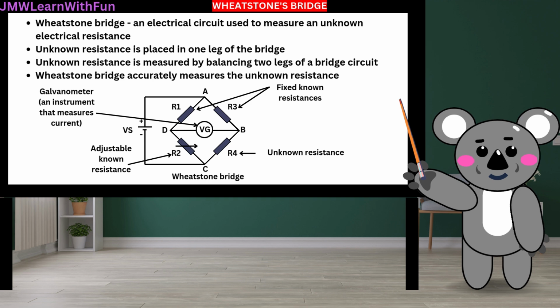Wheatstone Bridge, an electrical circuit used to measure an unknown electrical resistance. Unknown resistance is placed in one leg of the bridge. Unknown resistance is measured by balancing two legs of a bridge circuit. Wheatstone Bridge accurately measures the unknown resistance.